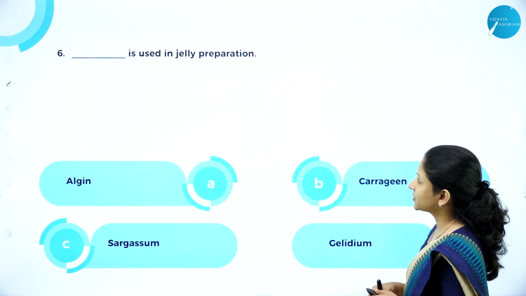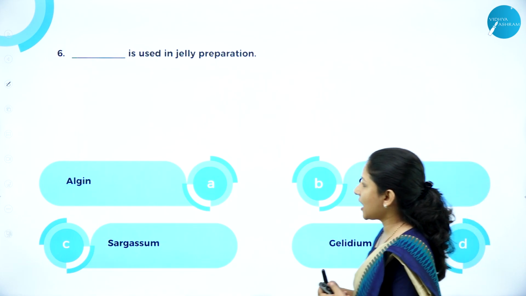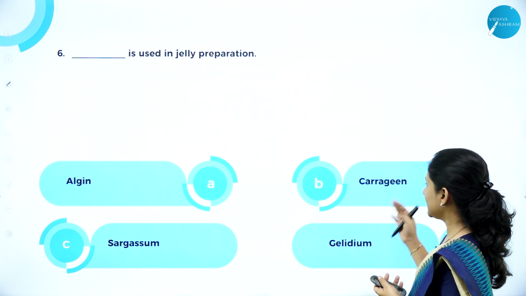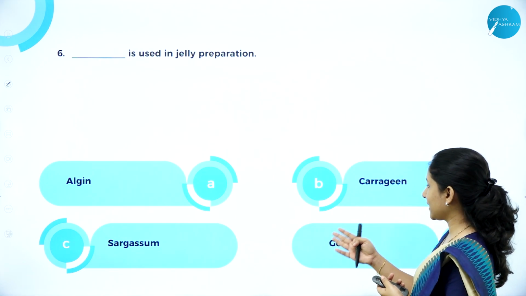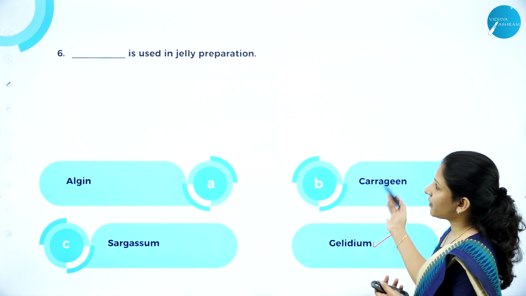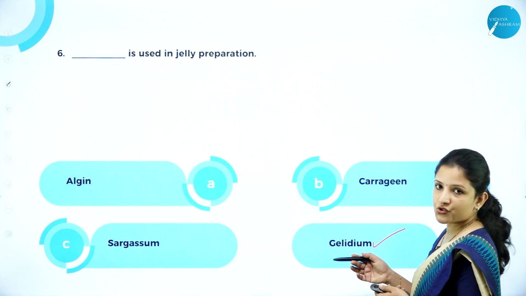Okay, dash is used in jelly preparation. So is it algin? No, algin is a hydrocolloid, not that. Is it keratin? Is it sargassum? Is it gelidium? So it is gelidium, because from gelidium agar is got, so that can be used in jelly preparation.